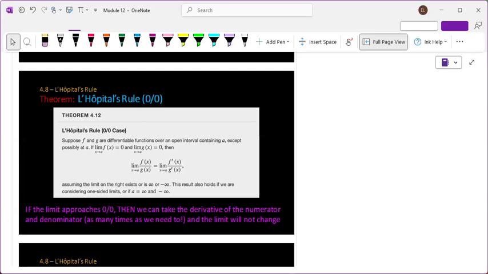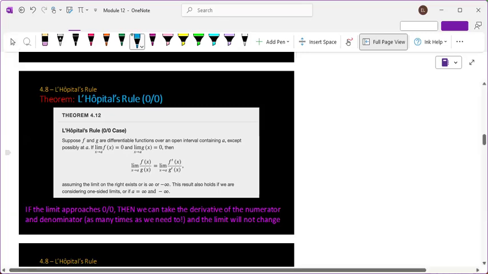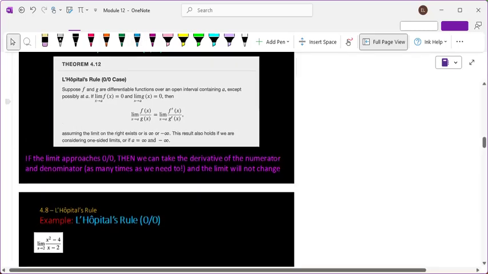So this holds true assuming that the limit on the right actually exists, or is infinity or negative infinity. It also holds true if we're only looking at a one-sided limit, or if we're approaching infinity or negative infinity. So if we get 0 over 0, then we can do our derivative, and the limits will be equal.